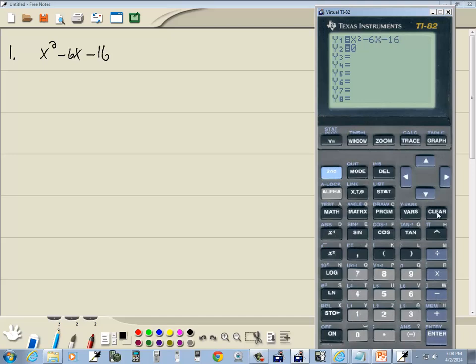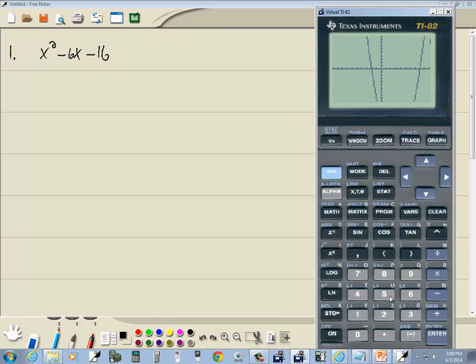I'm going to down arrow to y2, press clear, and I want to put 0 here. I actually already had a 0 there, but I'm just showing you the steps you would take. This process does not work if you don't have a 0 on y2. Okay, now we're going to do second trace. Now choose intersect. You notice there's a 5 in front of it, so I just press 5 to choose intersect.